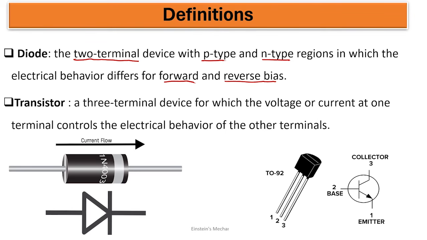So look at the diagram here. Two terminals: this is terminal 1 and terminal 2. And in a diode, one of the terminals is going to be p-type. Remember, we just said the p-type has more of what? The holes, the positive charges. And the other part will be the n-type, which means it has more of what? The electrons, the negative charges.